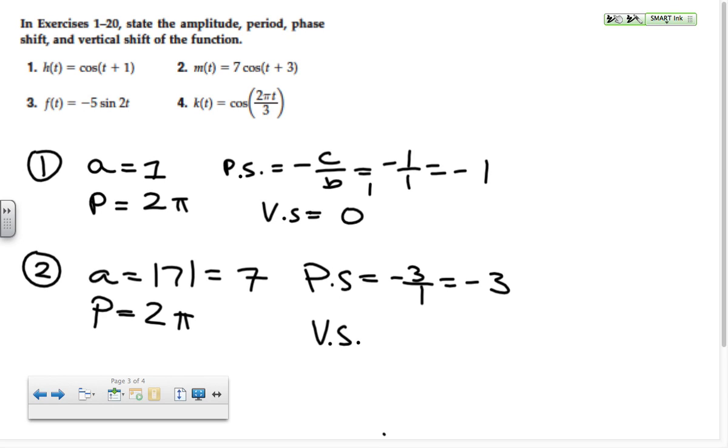I want to point something out here, a skill that you ought to develop. Okay, you'll notice here I had the formula wrong. I didn't realize I had the formula wrong. But as soon as I got my answer, I knew that something had to be wrong, because a phase shift, this 3 would physically move it 3 units, not 1/3 unit.